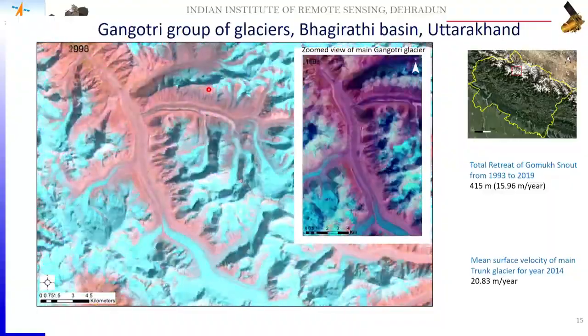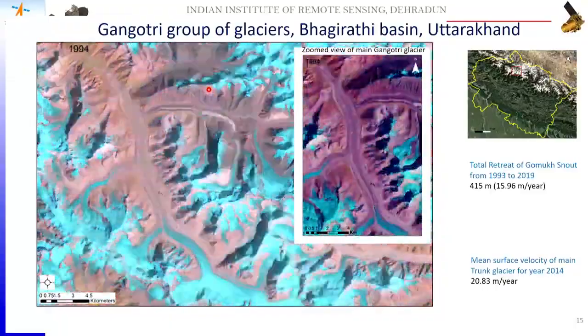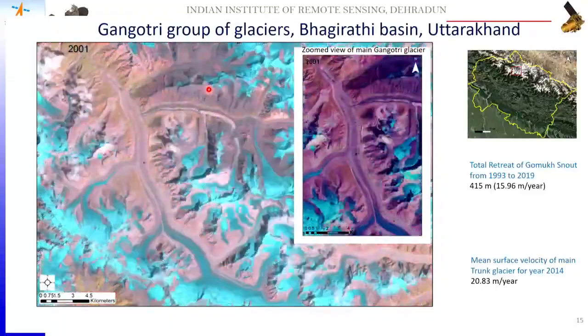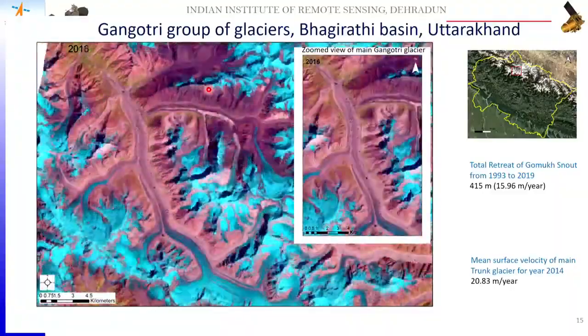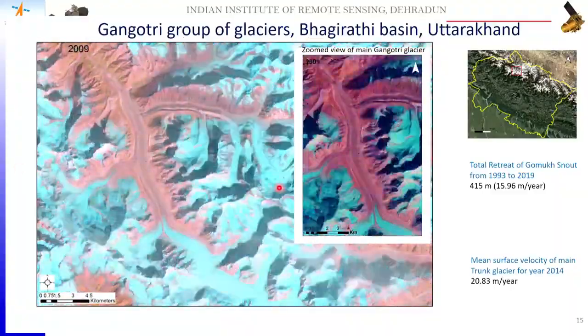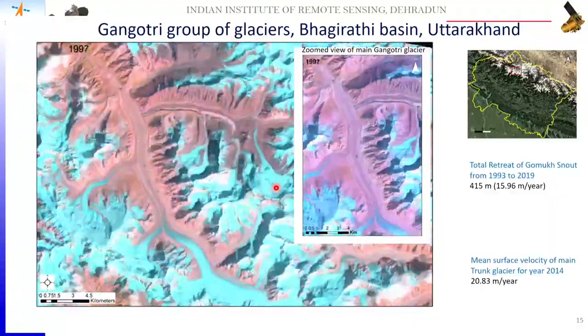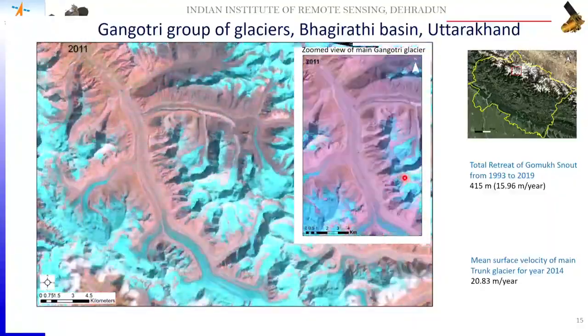And this kind of time series, this is in the animation, but quantitatively also, by using feature tracking or using the radar interferometry methods, we can estimate the velocity of these glaciers. And then using this velocity, there are some inversion models which give us information about the depth of ice which is present in these glacier systems.